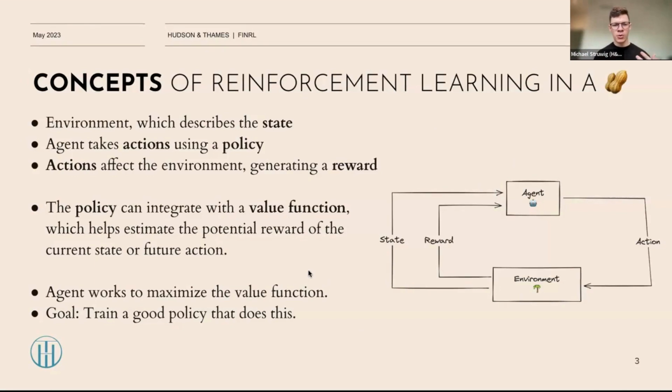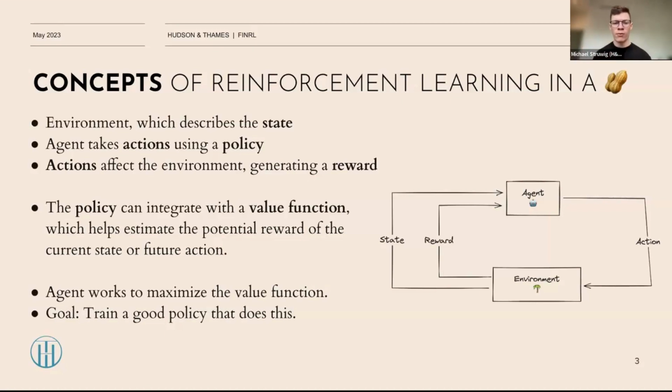And sometimes we also use what's known as a value function, which the policy tightly integrates with, which helps allow the agent to estimate the potential future reward of the current state or a future action. So it's not just about mapping my state to an action. It's also maybe deciding, hey, if I were to take this action, or if I'm in this current position on, let's say, a chessboard, is this a good or bad position to be in? All of that comes into play. And the agent essentially works to maximize this value function.